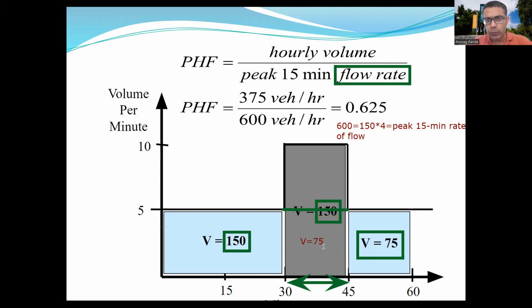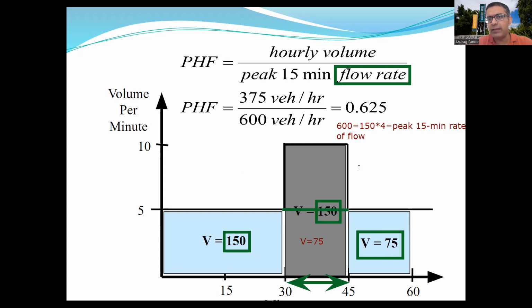If this was the volume at 75, you'll have 375 vehicles coming in, right? For the whole hour, I'm sorry, you won't have 375 vehicles come in. You'll have 150 plus 75 plus 75. You'll have 300 vehicles come in total, right? And because there is no real peak in there, you can take any 15-minute period.